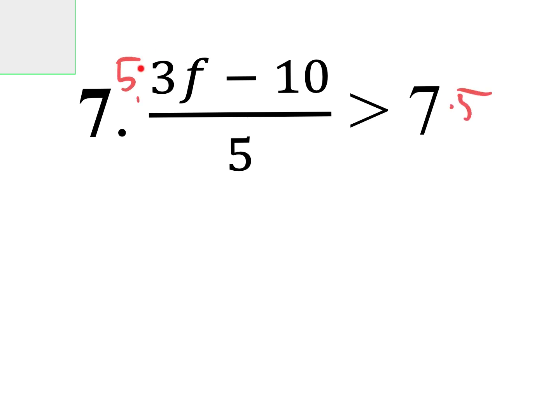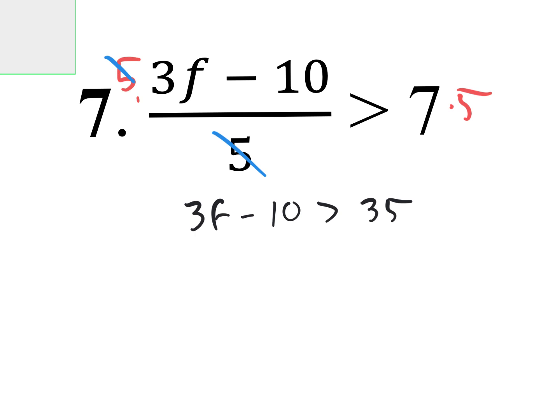Now you don't actually multiply. Why? Because when you have 5 divided by 5, that cancels it out. That was the whole purpose of getting rid of this divided by 5 by multiplying by 5. So that eliminates. Wait a minute. Sorry. Let's just put a line through it like that. Okay, so what do I really have? I have 3f minus 10 is greater than 35.